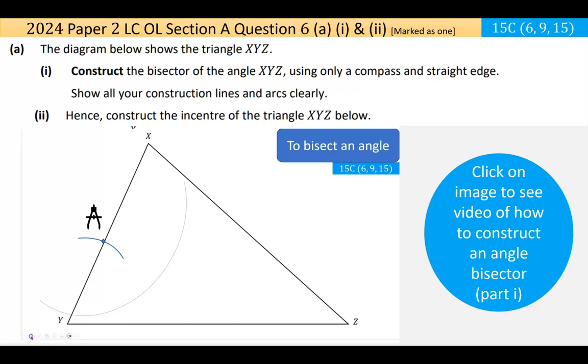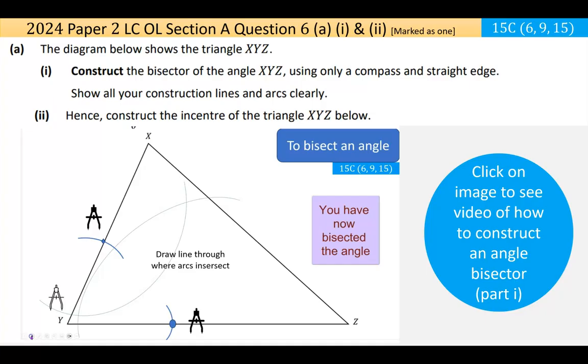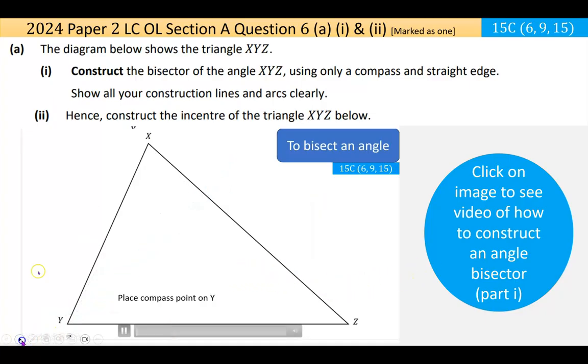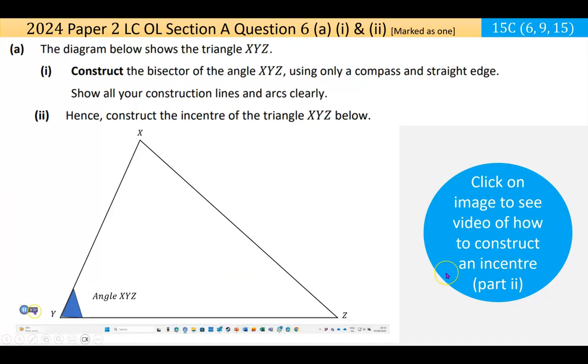And you're repeating that for YZ. You're placing your compass point on Y, marking it off on YZ, then putting your compass point where that arc and YZ meet, and you're drawing the circle. And then you're drawing those points through to get the bisector. And that's it.